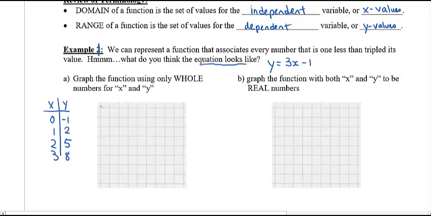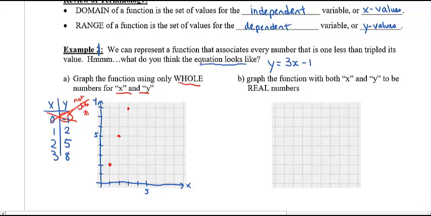Right? And if I did it on this little grid here, let me quickly draw my axes. X, Y, 0, 1, 2, 3, 4, 5. 0, 1, 2, 3, 4, 5, 6, 7, 8. So each are 1 unit. And so if I plot 0, -1, that'd be, remember, whole numbers for both x and y. Not a whole number. Therefore, I can't graph this out. So only points I can graph out are 1, 2, 2, 5, 3, 8, and I guess so on. Okay?